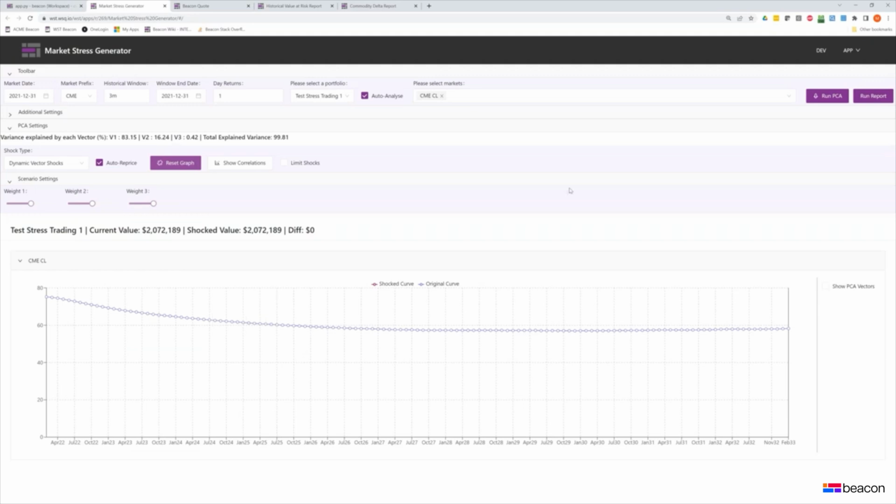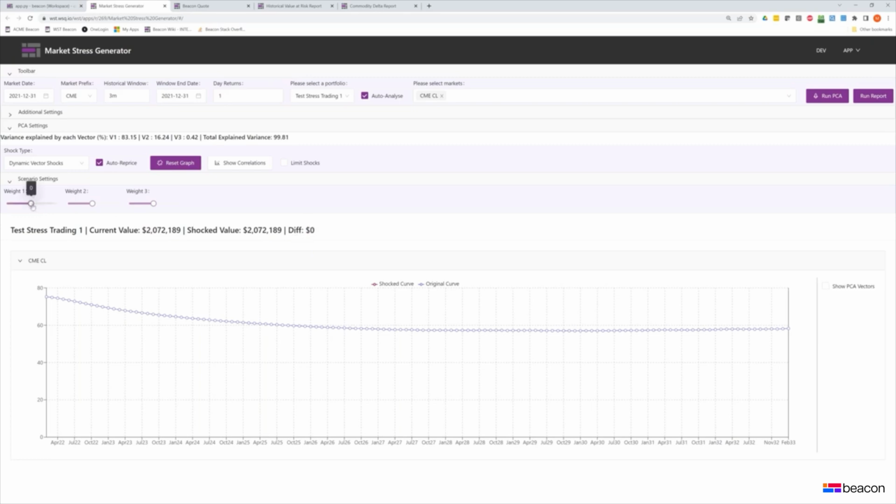So here's an existing Beacon application, our market stress generator. It lets you do ad hoc scenario analysis of how these kind of typical curve shocks affect your portfolio. So it lets you choose which portfolio you're running against. It lets you choose which markets to look at, and then you can run a PCA and then do kind of ad hoc testing. So here I've got the shape of the curve. I've also got, for the portfolio that I'm running against, the value. So the current value is $2 million. The shock value is the same because I haven't applied any shocks yet, so the difference is 0.